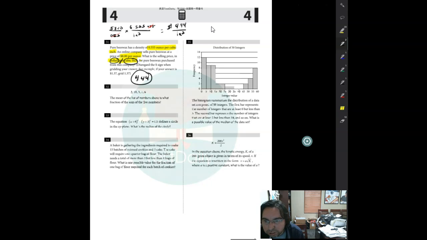Okay, number 32 says the mean of the list of numbers above is what fraction of the sum of the 5 numbers? Well, as we look at this, what we can see is the mean of the list of the numbers. So if we sum all these up and divide by 5, because that's 5 numbers, we're going to get 12, 15, 28, 28 divided by 5, right? So that's going to be 25.